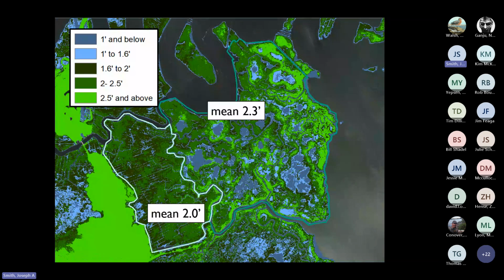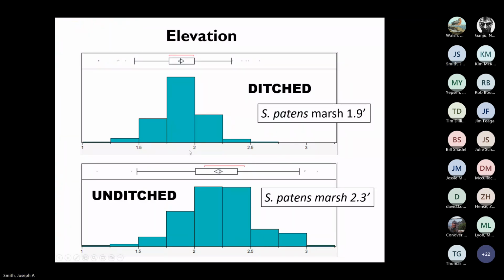And looking at elevation, you can see these elevation differences on LiDAR maps. All that light green there is the highest elevations out there, and we just don't have any of the light green on the ditched side. The average elevations aren't a whole heck of a lot different, just a matter of inches. But if you look at the scale of that map and the scale of all that green stuff, there's more going on here than just that change in mean. Just looking at that average in graph form, you can see the ditched marsh kind of got a haircut. It's just missing that high stuff.